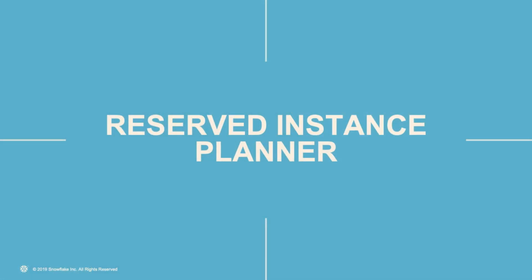So now I want to talk more specifically about how we actually run the calculation to set that orange line for each of the regions and instance families that Snowflake uses. This is a tool we call a reserved instance planner, and it looks at some period of time and calculates what would have been the optimal level of reserved instance coverage in order to give us the greatest cost savings back.